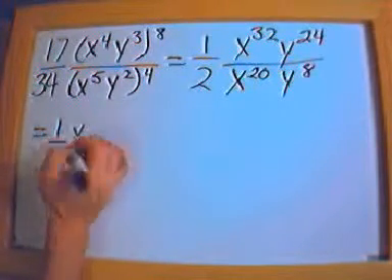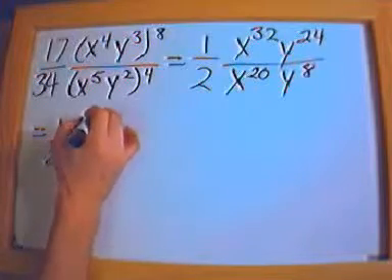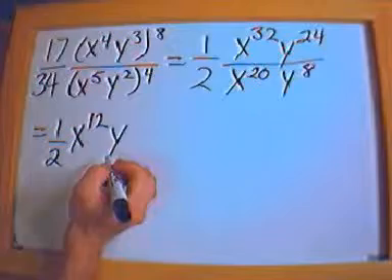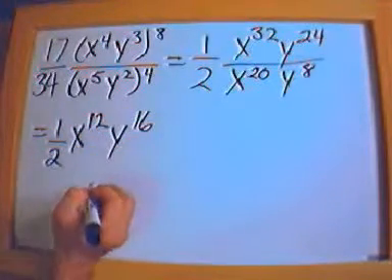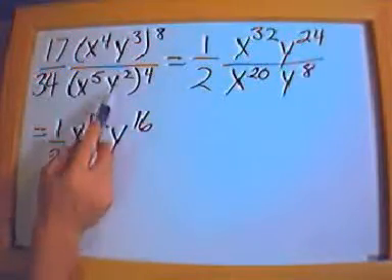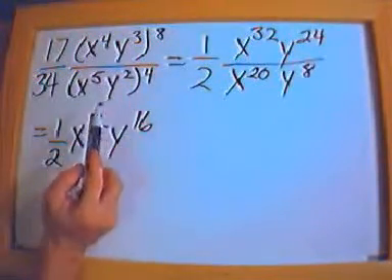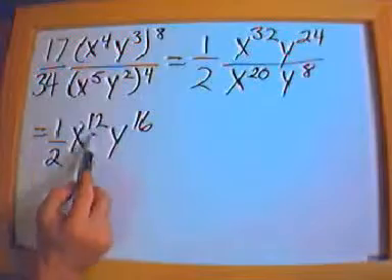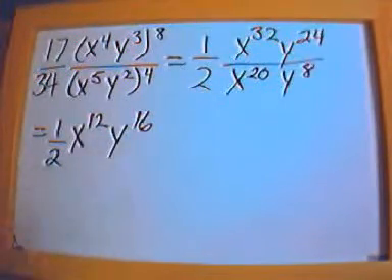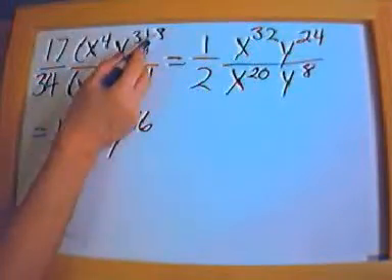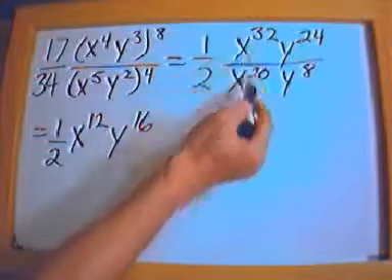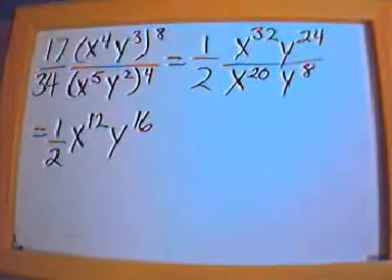x, and I've got 12 more, x to the 12, y to the 16. Okay? Because 5 times 4 is x to the 20, and then 2 times 4 is y to the 8th, and then 32 minus 20 is 12, and then 24 minus 8 is 16. So that's going to be the answer. So all you do is use your distributive property as you need to, and then when you get it in fractional form like that, you can just take your common terms and start subtracting.